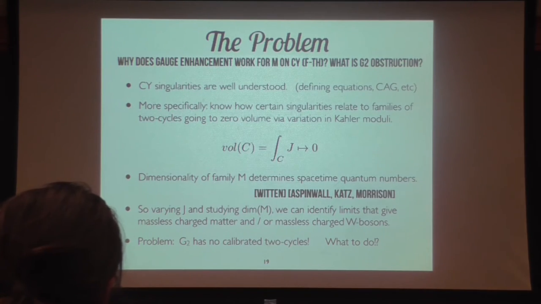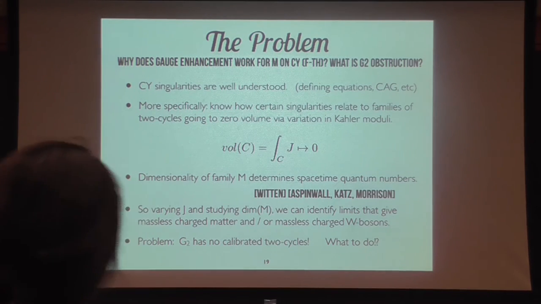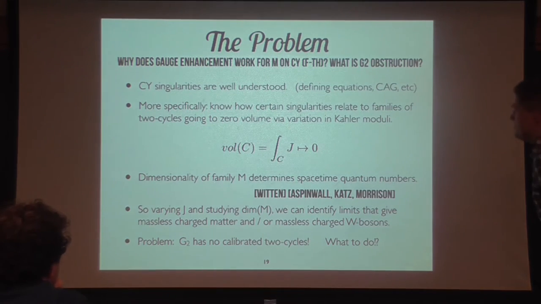So the Calabi-Yau singularities are well understood because we have defining equations in complex algebraic geometry and so forth. You write down an equation, you take appropriate derivatives, you see that it's singular. And in particular, you know how certain singularities relate to families of 2 cycles going to 0 volume. You know that as you move in the moduli space in a particular way, a particular 2-cycle shrinks and develops a particular type of singularity. And you're calibrating a curve to 0. In particular, the dimensionality of the family of curves that's shrinking determines the space-time quantum numbers.